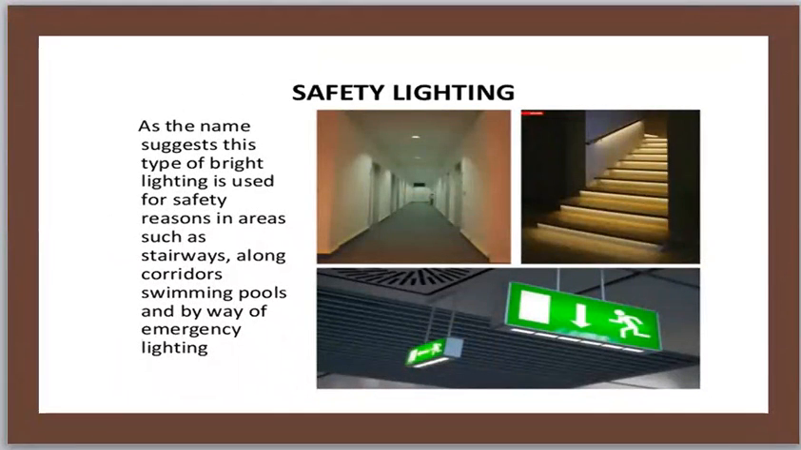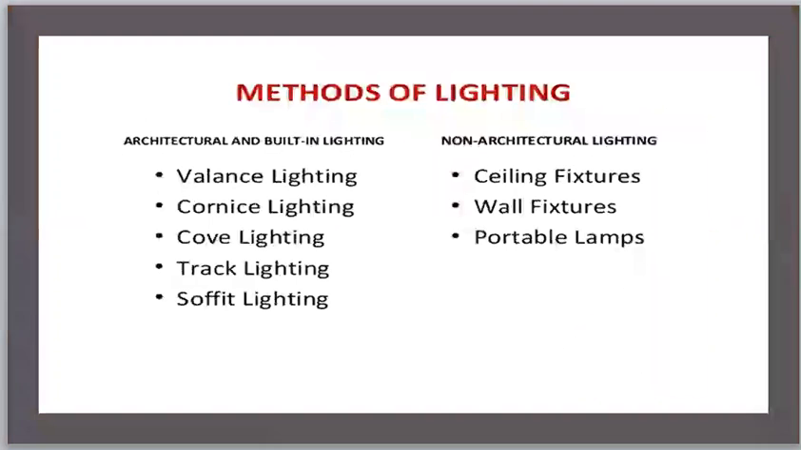Safety lighting, which is very common nowadays, you can see in the staircase, in the hotel corridors, in the underground staircase also, near the metro stations. As the name suggests, this is a type of bright lighting used for safety reasons in areas such as stairways, along corridors, near the swimming pool areas, by way of emergency lighting. And this light has a very fluorescent glow.